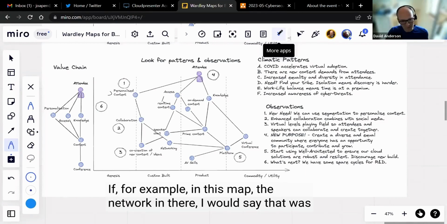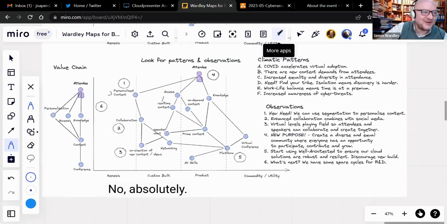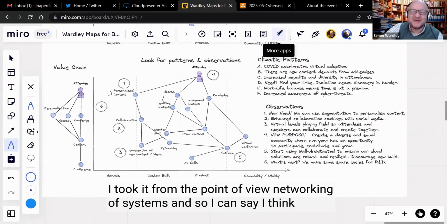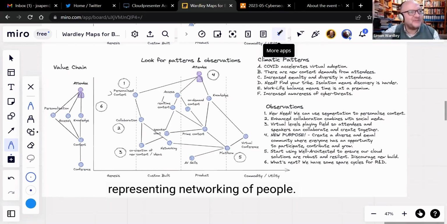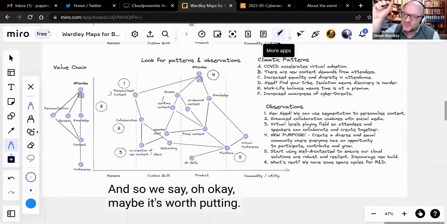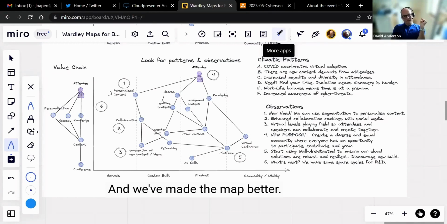Like, for example, in this map, the network in there, I would say that was more or less networking of people. You know what I mean? Fair enough. I took it from the point of view of networking of systems. And I can say, I think there's something wrong with the map, and you go, actually, the map is representing networking of people. And so we say, okay, maybe it's worth putting people in brackets in there, just to clarify. And we've made the map better.